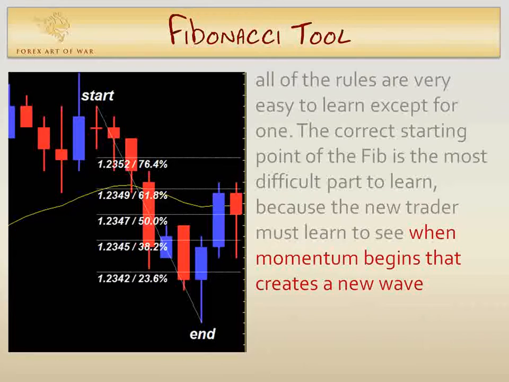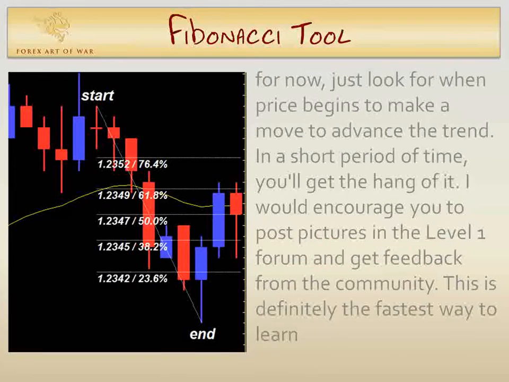The correct starting point of the Fib is the most difficult part to learn because the new trader must learn to see when momentum begins that creates a new wave. For now, just look for when price begins to make a move to advance the trend. In a short period of time, you'll get the hang of it. I would encourage you to post pictures in the Level 1 forum and get feedback from the community. This is definitely the fastest way to learn.